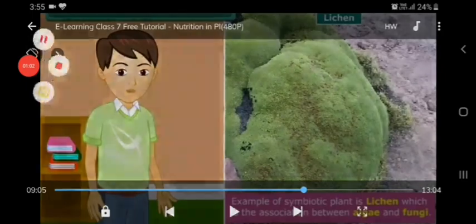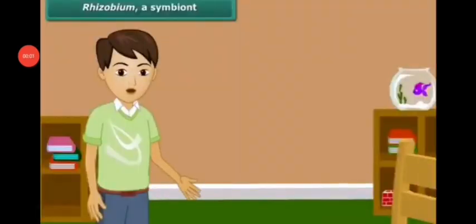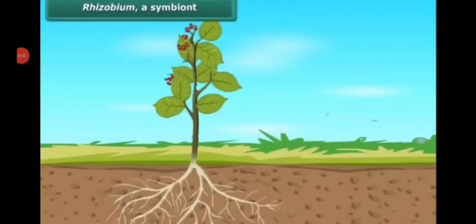Let's go to another example. Here is rhizobium, another example of a symbiont. They are present on the roots of the dal plant, rhizobium bacteria. They give the dal plant nitrogen gas, which is used by the dal plants to prepare protein. Nitrogen is very important to prepare protein. We know that dal plants give more protein, so the rhizobium bacteria help the plant. Similarly, the rhizobium bacteria take food from the dal plants.